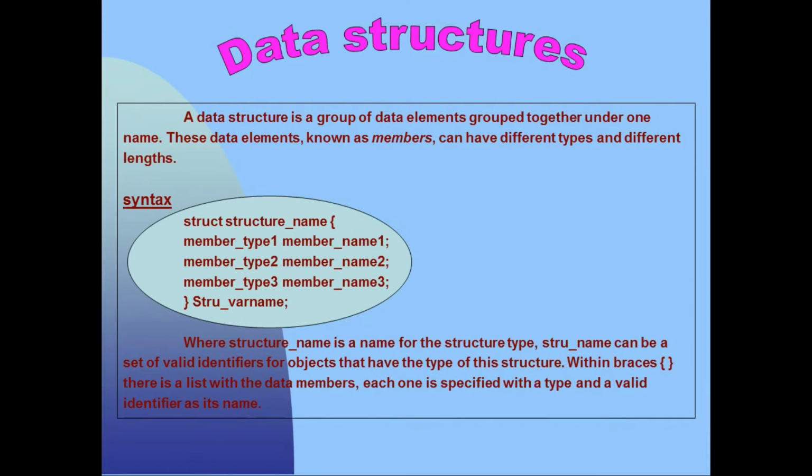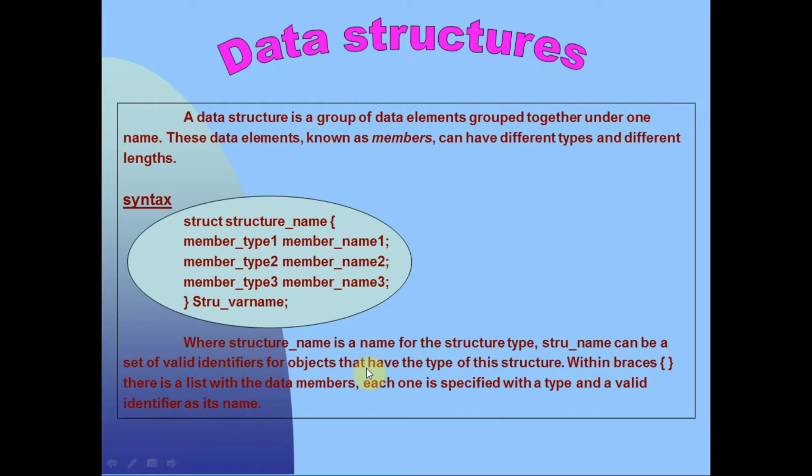So data structure, what is a data structure? A data structure is a group of data elements grouped together under one name. These data elements, known as members, can have different types and different lengths. Syntax. Here we are using the structure: struct, structure name and data members, then the structure variable name.